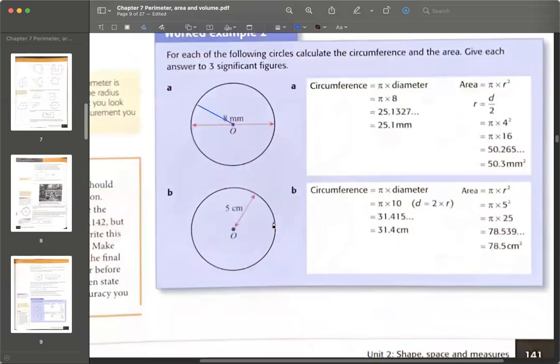Same thing for this one. For the circumference, you can use pi d or you can use 2 pi r, because they just multiply the radius by 2, then you find out the diameter, then you can see pi d is 31.4. Then area is pi r squared, which is 5 squared. So if you only have r, then mistakes happen less frequently.